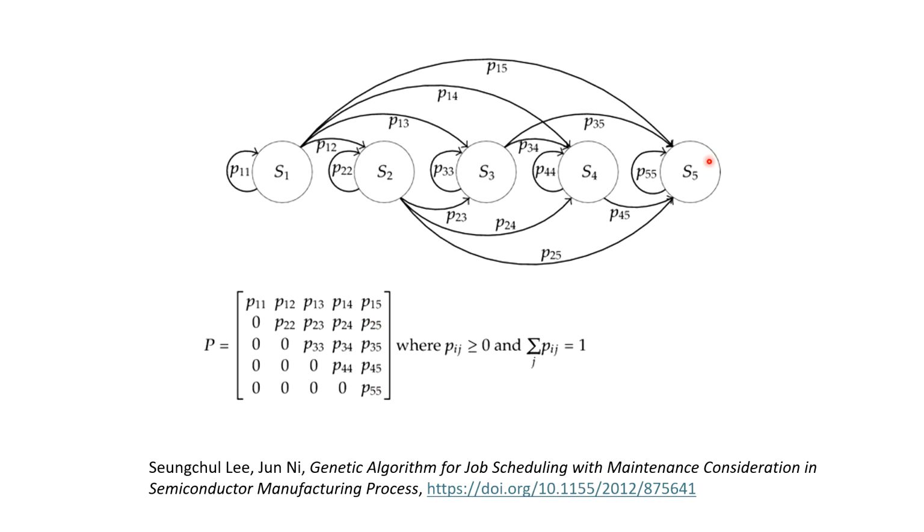Then you see the last state here, you can only return to itself. Each row has to add up to 1. Every time you have a transition, you have to either go back to yourself or to some other state. And this is generally true for Markov chains, each row has to add to 1. So that's what this is showing here. And I give a reference. I took this from a paper.